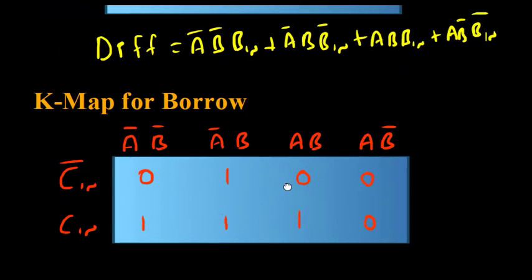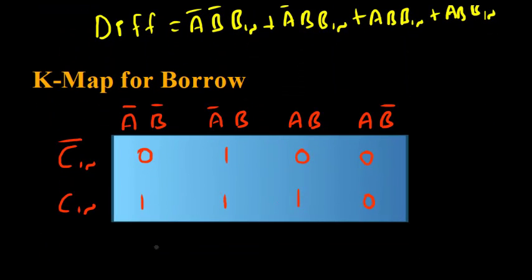Then next is for borrow. Now in case of borrow, we find there are 3 pairs. This is one pair, this is the second pair, and this is the third pair. So we get 3 pairs in this case.